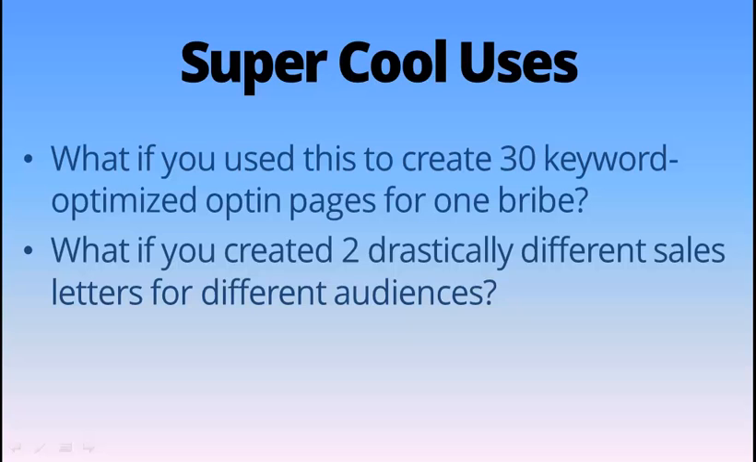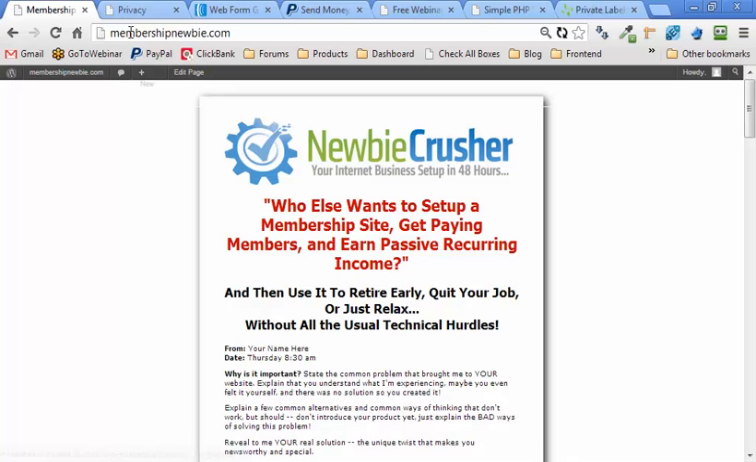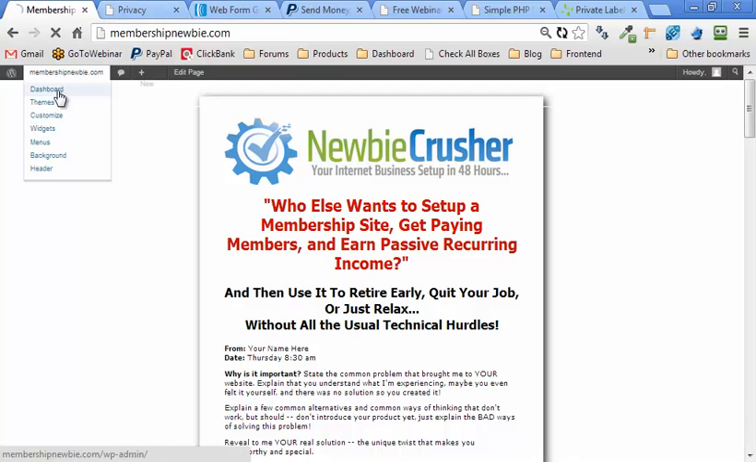You made one sales letter for Americans, one for overseas, one for young people, one for old people, two different basically storefronts, but it all leads to your same exact product. What if you were able to basically run a whole launch using this?